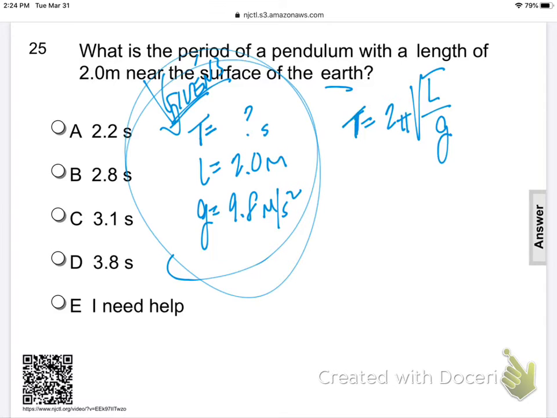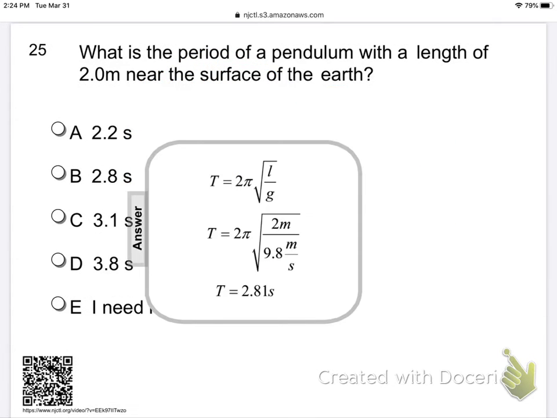I've written the equation. Now what I need to do is isolate the unknown variable. Well, I don't really have to do anything because we're looking for a period and it's already all by itself. It's isolated. Then we need to plug in our values. L, they told us, was 2.0, and G, we said, was 9.8. If we do the math, we'll come out with a period equal to 2.81 seconds.